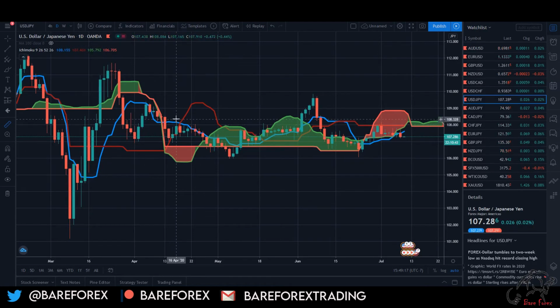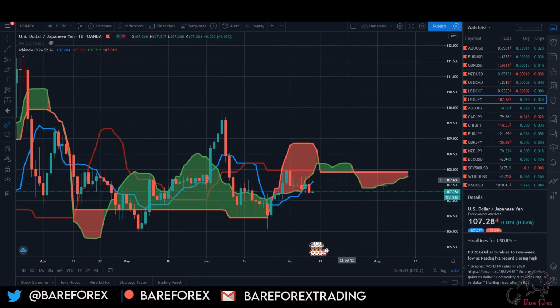Welcome to Ichimoku Kinko Hyo. We are currently looking at the USD JPY, and we are looking at the daily chart on Oanda, which is who my broker is. Now, again, I know what you're thinking. Look at how busy it looks, right? But it's not as bad as you think. Now, I'm going to start off over here.